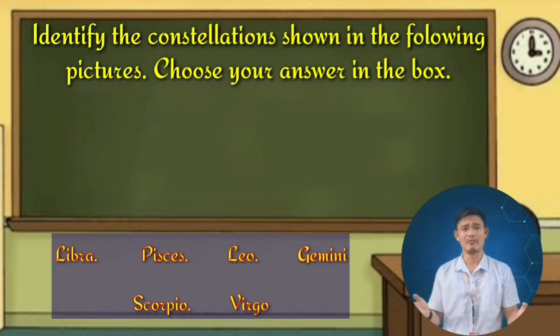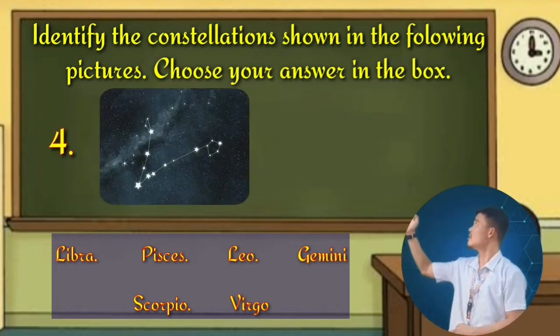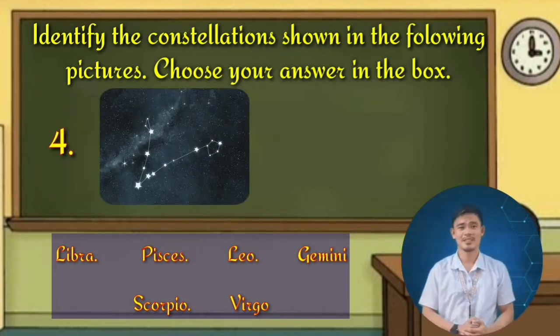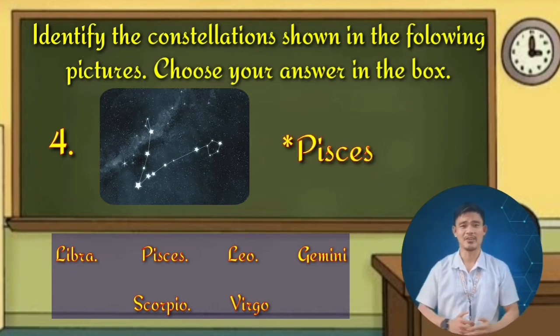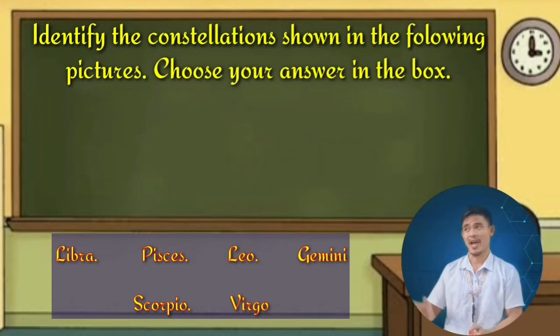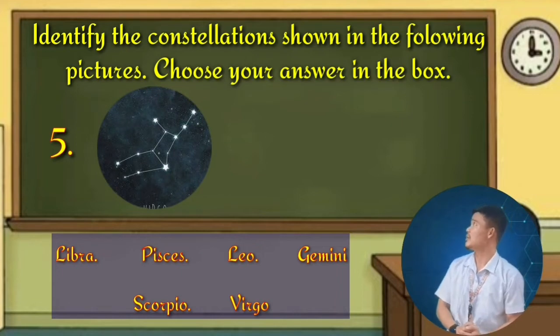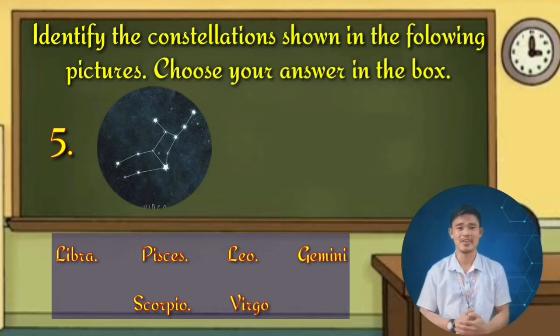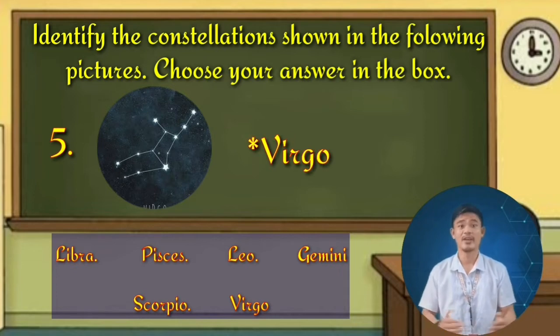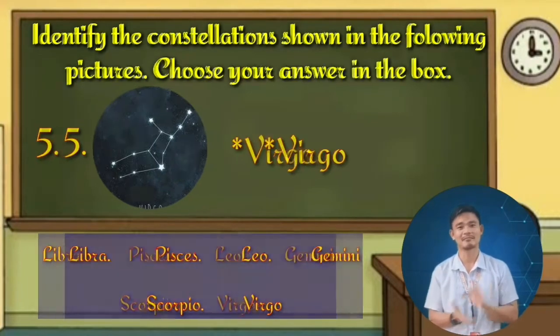For item number 4, what is this picture? That's right. The correct answer is Pisces. Now for item number 5, start to look at this picture. What is that picture? What constellation is that? Very good. The correct answer is Virgo. Now let's give ourselves a clap for that.